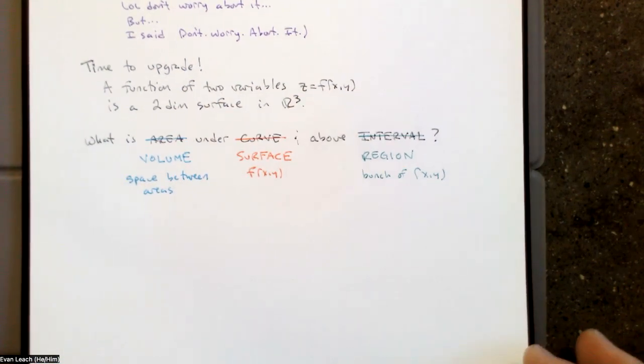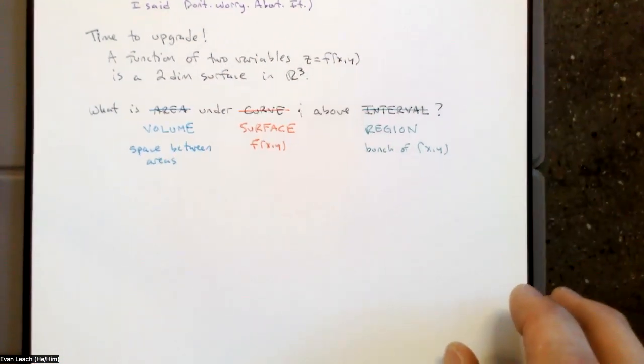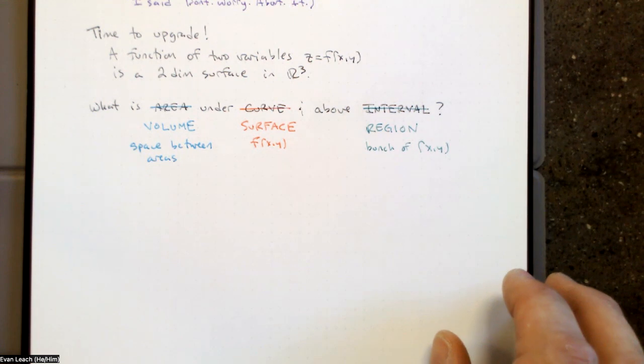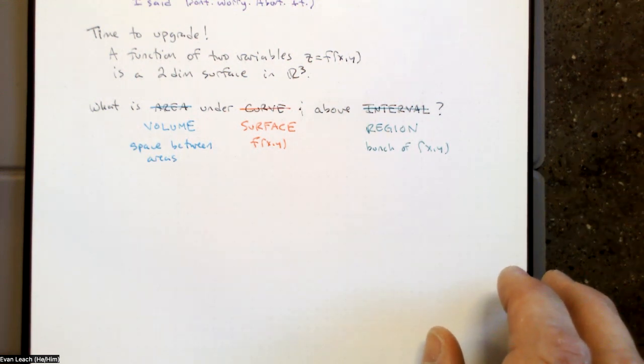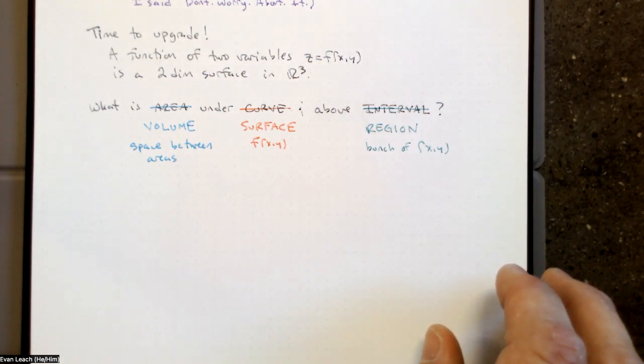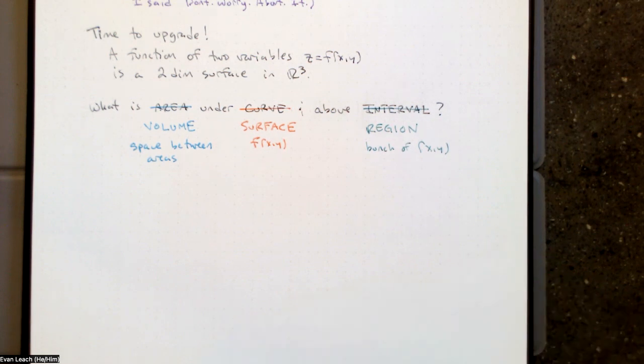Let's look at the simplest example. The basic thing that we're trying to do, volume under a surface and above a region. I'm going to make things as easy as possible. I'm going to make the surface flat. I'm going to make the surface constant. And I'm going to make the region a rectangle. I'm going to make everything fit into the simplest possible.